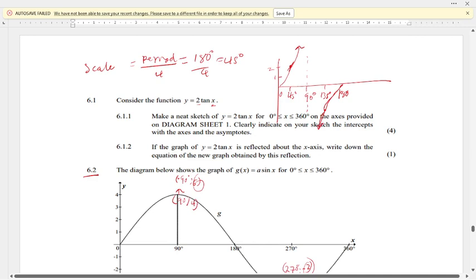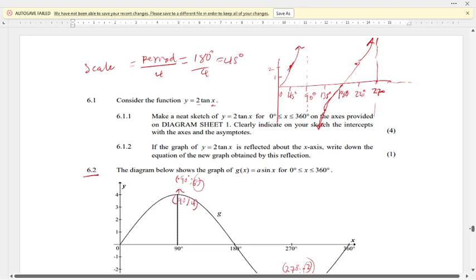Then from there, you can feel like 180 again. At 225 degrees, the value is 2. Then it means it will be something like this. And then from there it will be what? 270 degrees. From there, something like this again. Can you see that? From there, you continue that again up to 360 degrees.